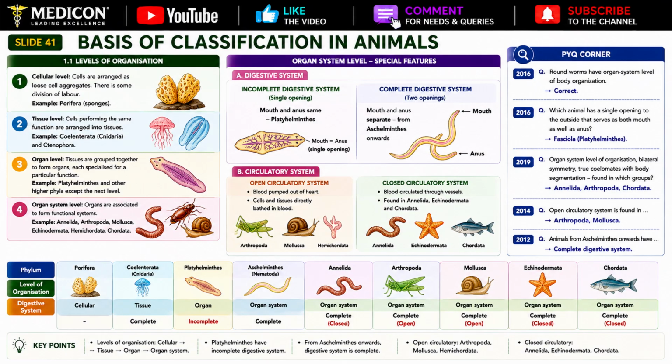So, phylum-wise level of organization and digestive system: Porifera is cellular, Cnidaria is tissue level of organization. You have to see all those things. Stop the video and compare all the phyla.